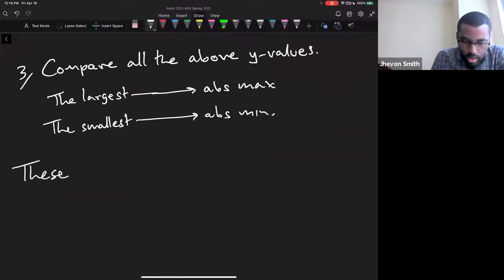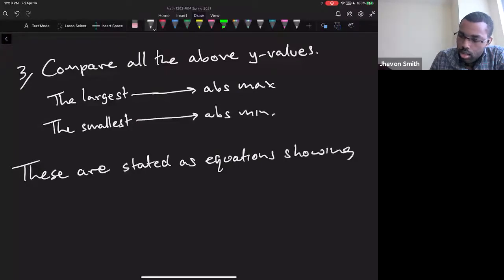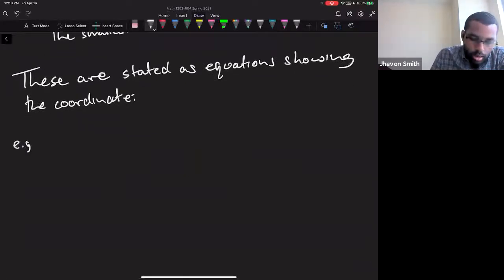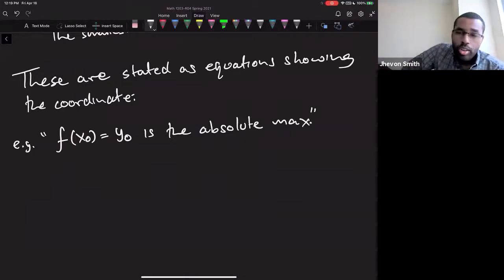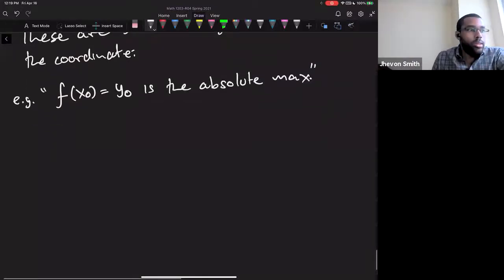And these are stated as equations showing the coordinate. I.e., we would say, for example, f at this point equals that output is the absolute max. So suppose x equals 1 is a critical number, the output is 5, and that is the biggest on the interval, you would say f of 1 equals 5 is the absolute max. Right, you'll make that statement. Okay.